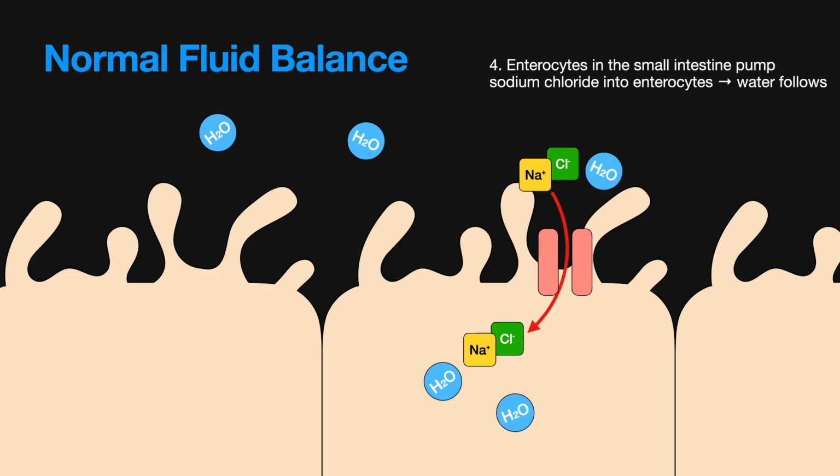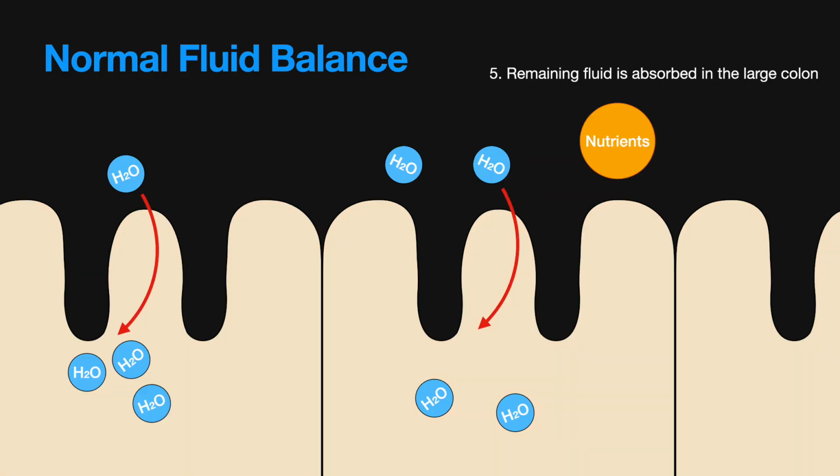To try and absorb this water, the enterocytes pump sodium chloride from the intestinal lumen into their cytoplasm. Because sodium chloride is highly osmotic, water follows that new concentration gradient and enters the cells and the body's circulation. Any remaining fluid leaving the small intestine gets absorbed by the large colon. With that background, we will first look at small bowel diarrhea.